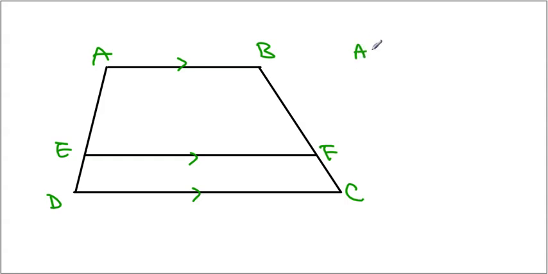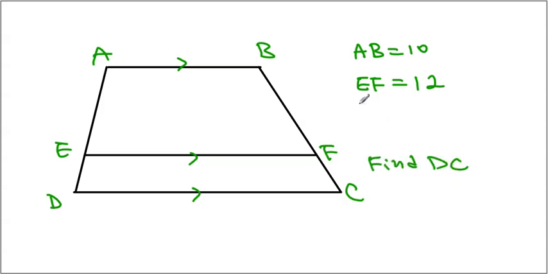And I'll say this time AB is equal to 10. And then EF, let's call that 12. And we want to find out DC if AE to ED is equal to 3 to 2.